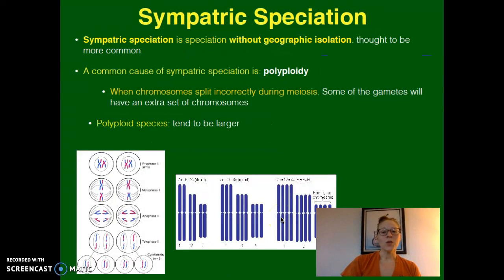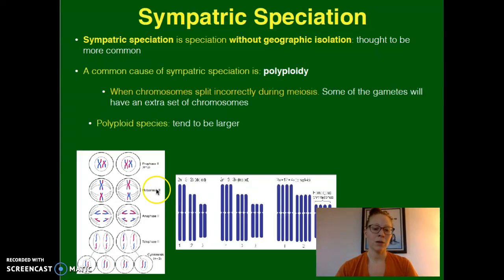Sympatric speciation is without geographic barriers. And so this means that organisms still living side by side, for some reason, are unable to reproduce. And a reason for this oftentimes is going to be polyploidy. And if I take you back in time for a moment to biology class, if you remember meiosis, polyploidy occurred during the separation of the chromosomes.